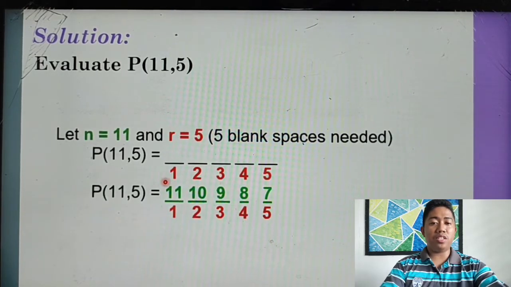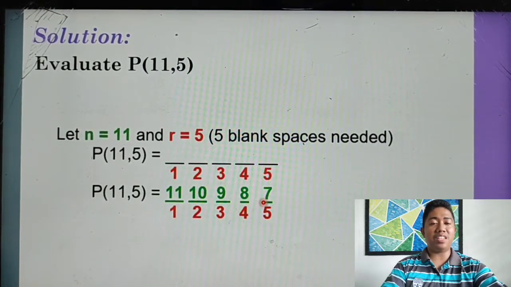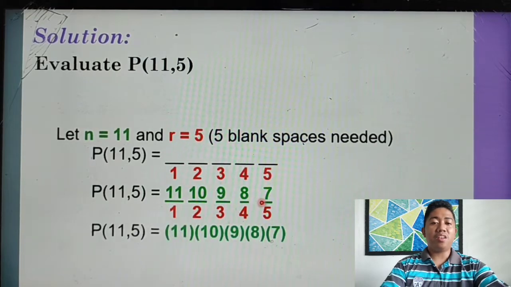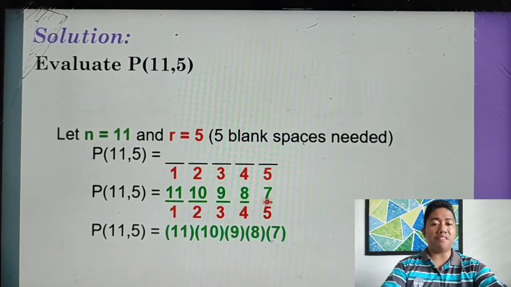And of course, we put the factors starting from 11 and decreasing until the last entry. So from 11 times 10 times 9 times 8 times 7. Okay, the next thing to do is to express all of these green numbers in factor form.